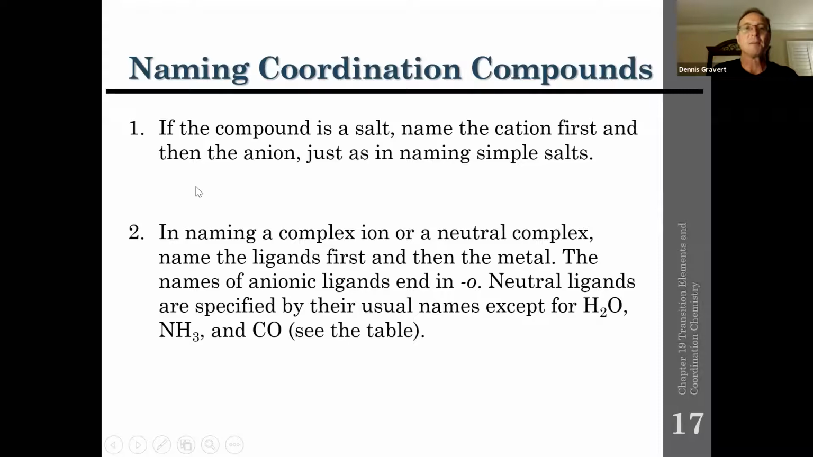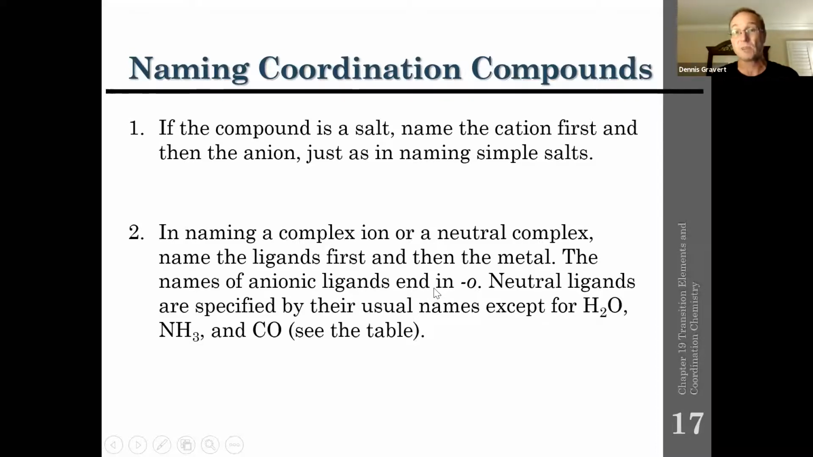Okay, here are the rules. If the compound's a salt, name the cation first and the anion second. Sodium chloride, we've been doing that before. Once you get to the more complicated transition metals, if it's a salt, it has to have a cation and an anion. The cation goes first. Okay, when you're naming one of these transition metal complexes, maybe a complex ion, or it could be neutral, it's got all these ligands attached. When you're naming it, put the ligands first, then the metal. So we're naming it with letters and words. Ligands go first, and it turns out it's in alphabetical order. The names of anionic ligands end in O.